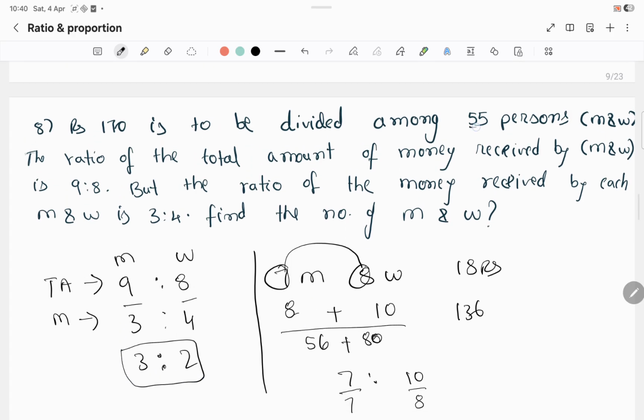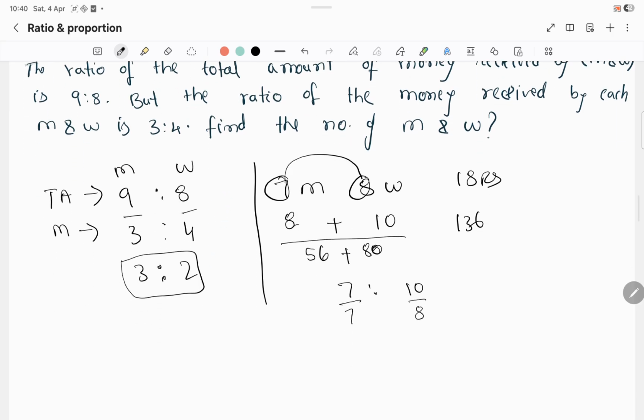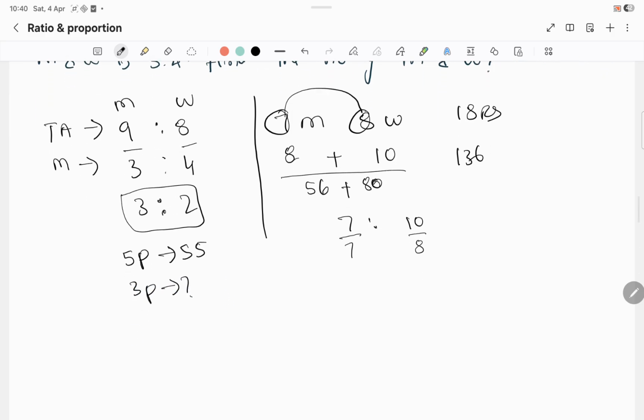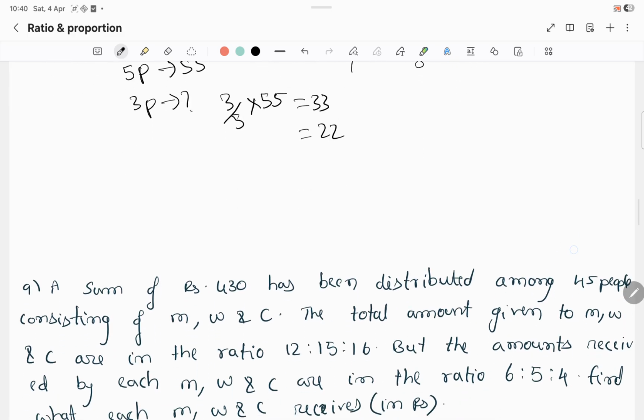Initially given how many people? 55. Men and women. Men are 3 parts and women are 2 parts. Total 5 parts if it is 55. Then men will be how many? 5 parts 55. 3 parts, 3 by 5 into 55, that is 33. Then 2 parts will be 22. So 33 plus 22, 55.